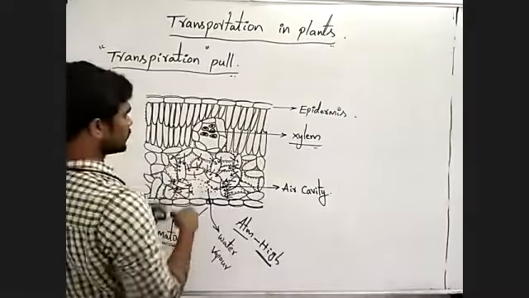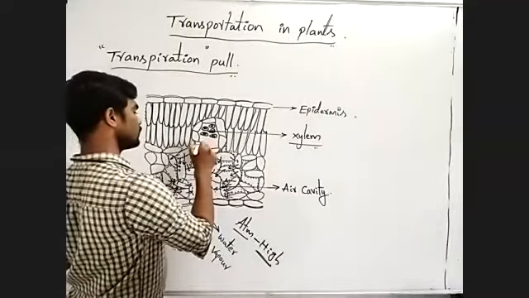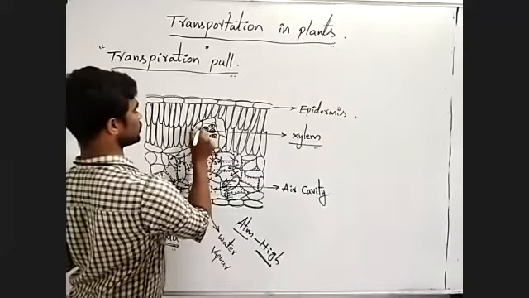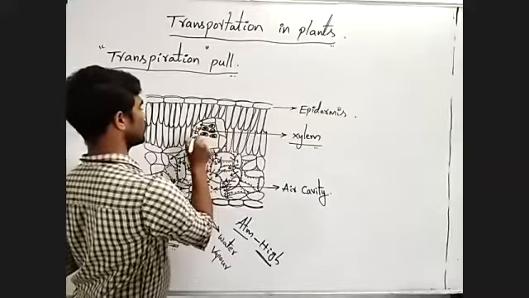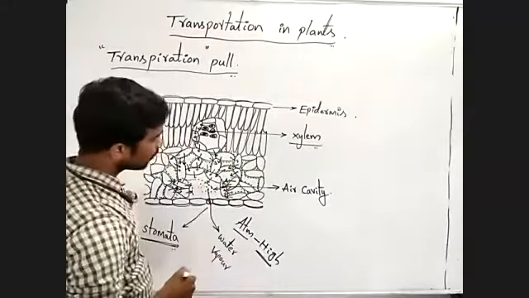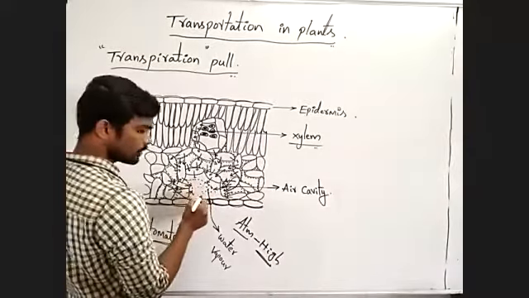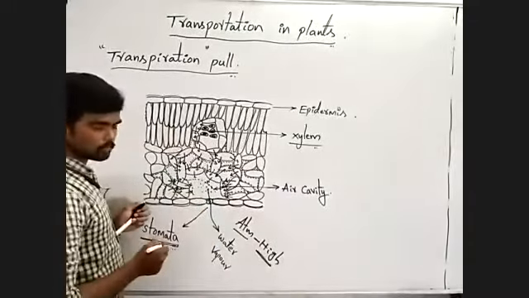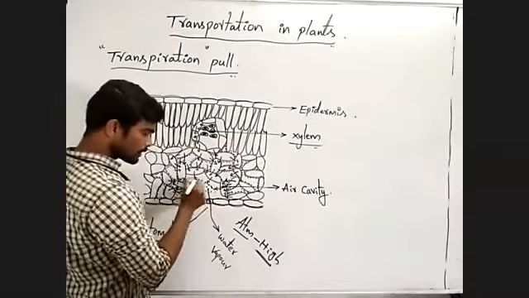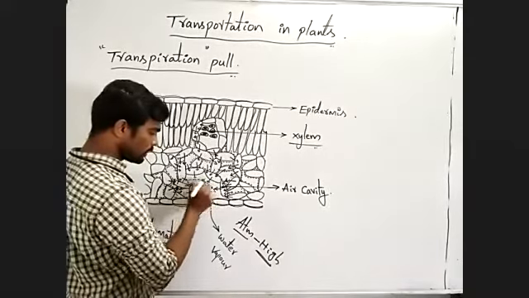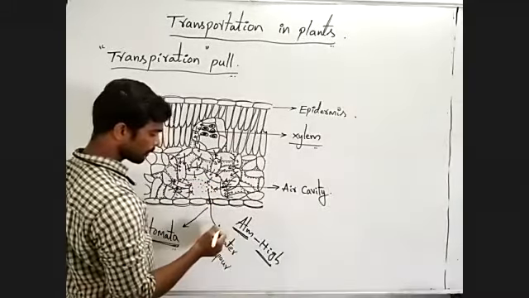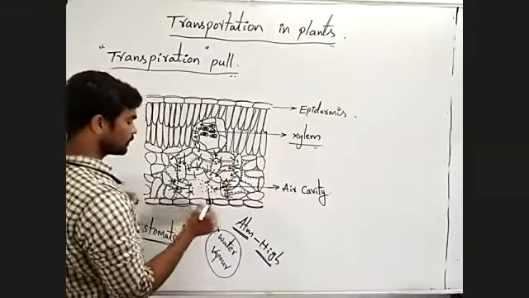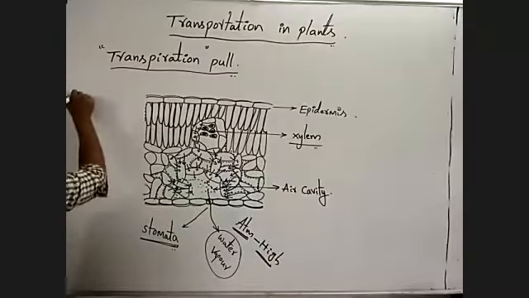Now these cells get the water from the other cells. These cells get the water from the xylem. Whenever water is evaporated from the air space, this is called the transpiration process. The process of transfer of water from the plant body into the atmosphere in the form of water vapor is called the transpiration process.